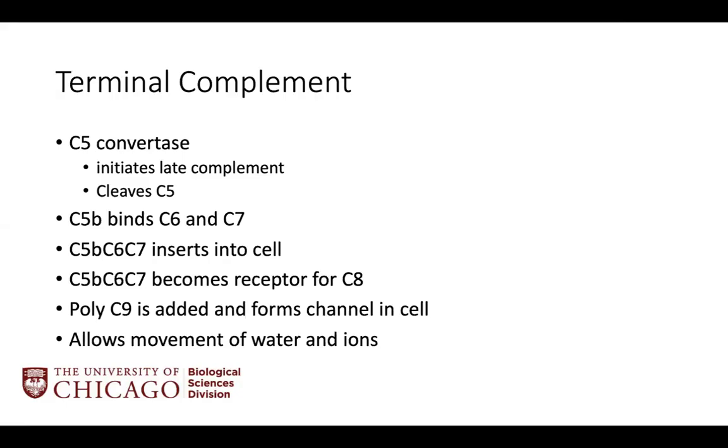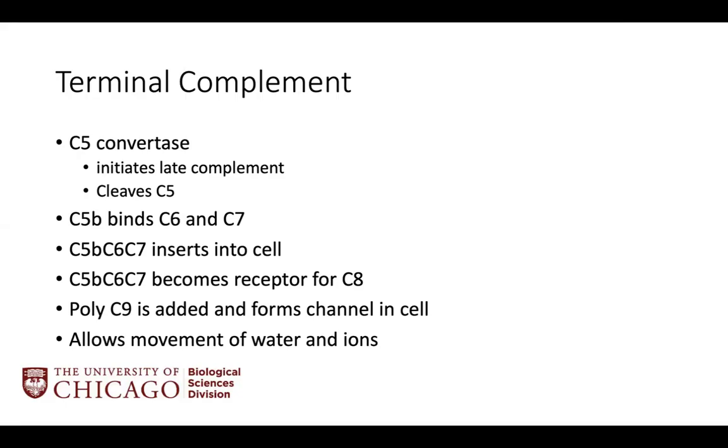Okay, so remember, all of this was to form a C5 convertase, and then we get to the terminal complement. Remember, terminal complement deficiency is associated, if there's a mutation associated with immune deficiency, that namely predisposes you to Neisseria infections.